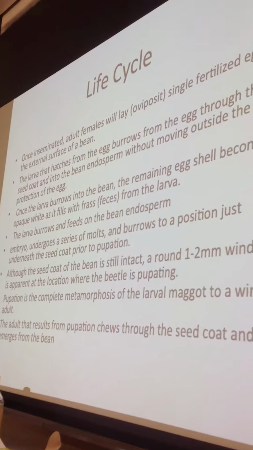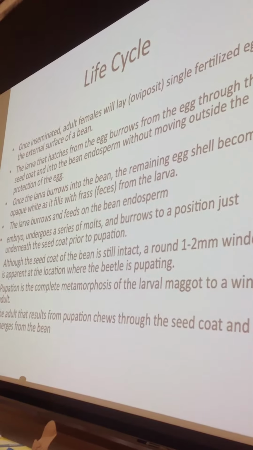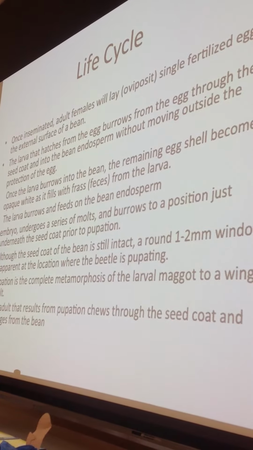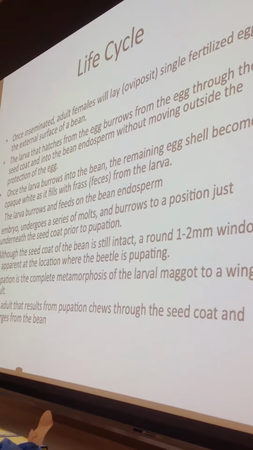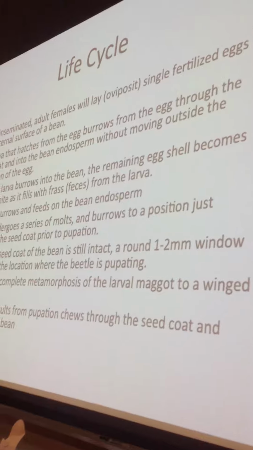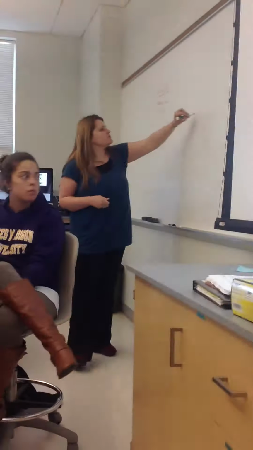So let me just go over some of these things that I may not have mentioned. Once inseminated, adult females will oviposit, or lay an egg, on the surface of a bean. The larva hatches from that egg, goes into the bean, burrows through the seed coat, and goes into the endosperm. So let's say this is our bean.